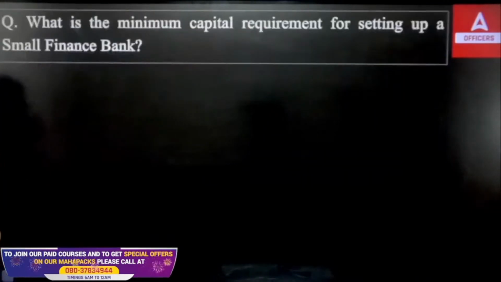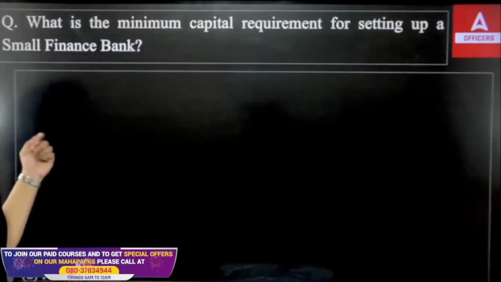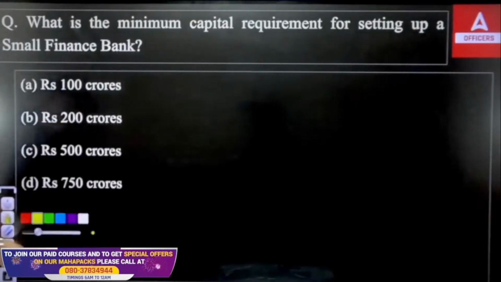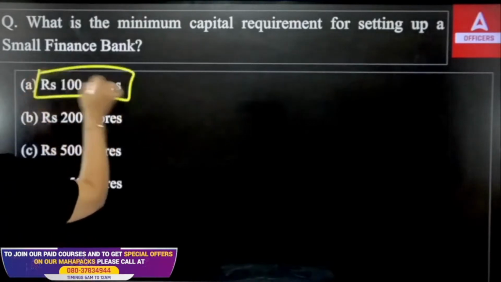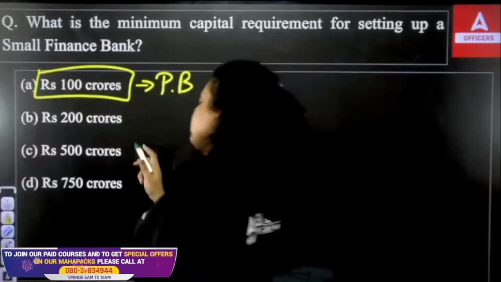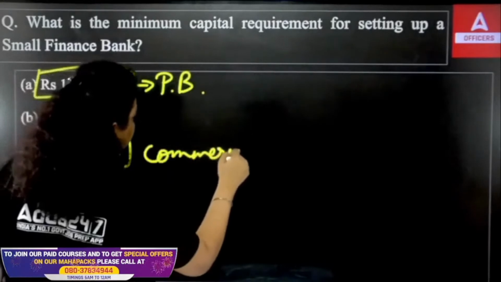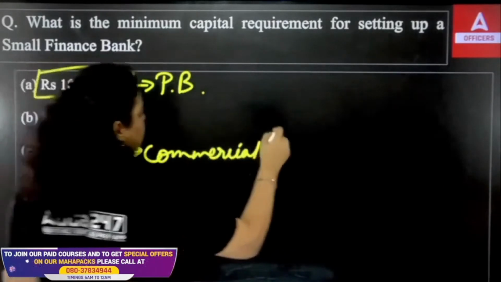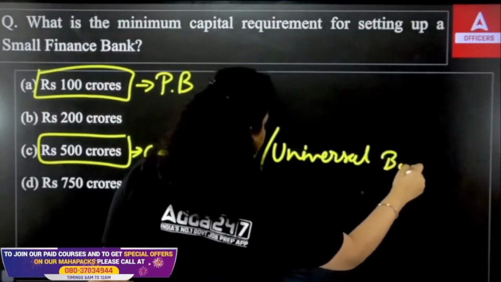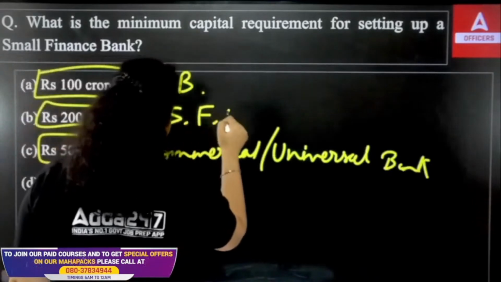Okay, now next is, what is the minimum capital requirement for setting up of a small finance bank? If you want to set up a small finance bank, what initial capital is required? I have told you 100 crore is required for the payment banks, right? Now if I talk about 500 crore, this is required for commercial banks or universal bank. And this 200 crore is required for a small finance bank.